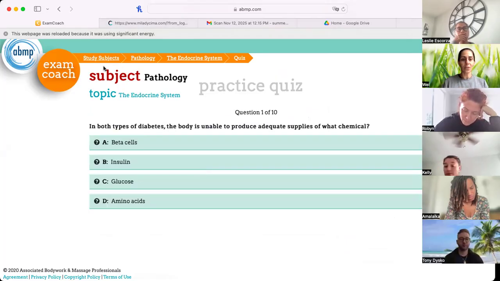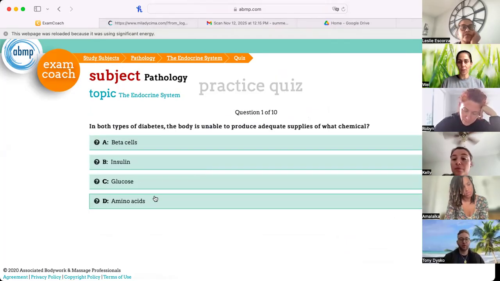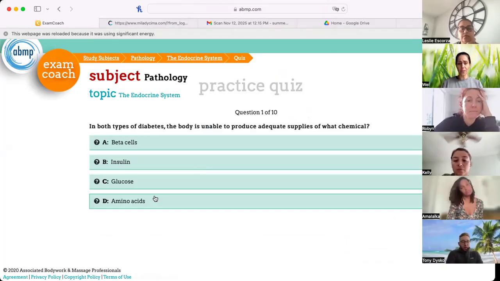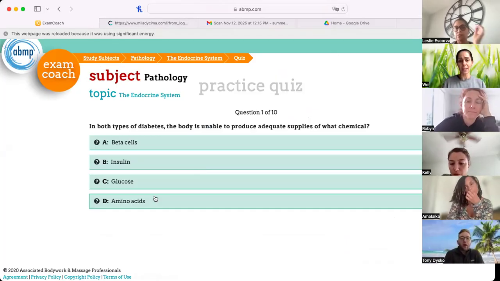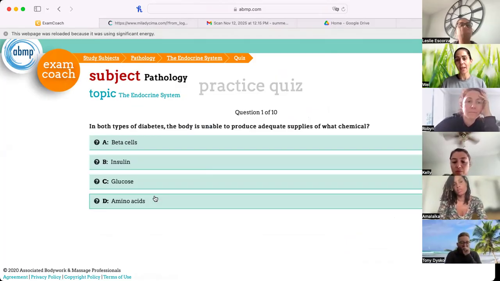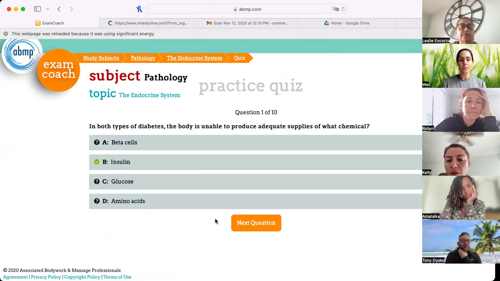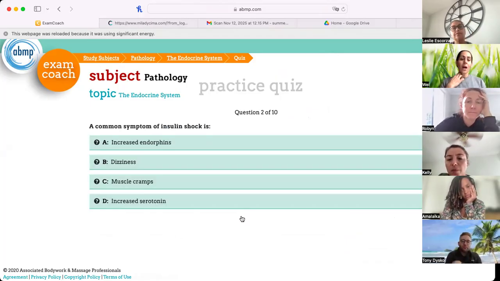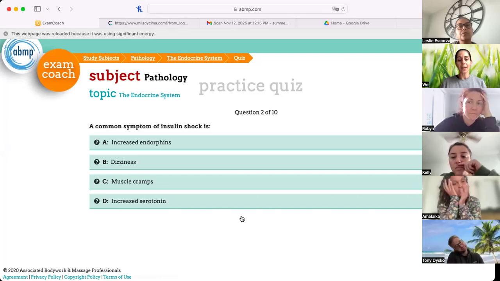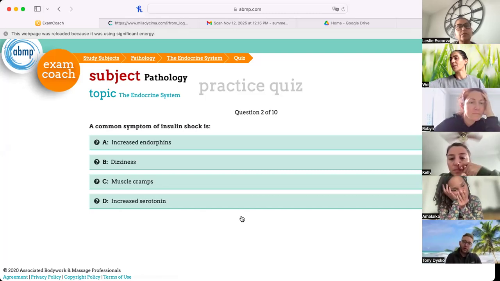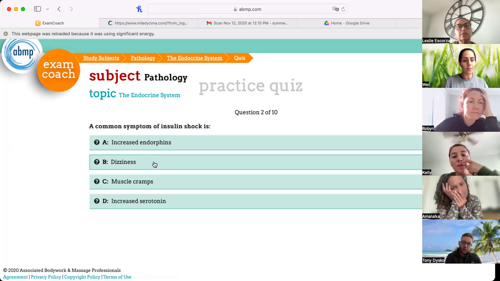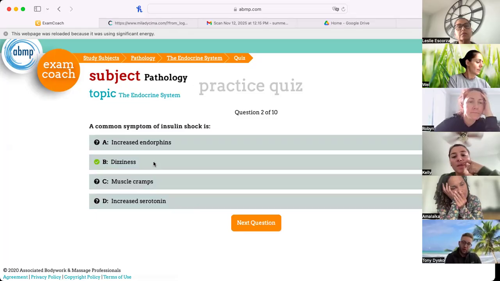Oh, these are pathologies. Okay, we'll do pathology and do one regular. In both types of diabetes, the body is unable to produce an adequate supply of what chemical? Insulin. Okay, a common symptom of insulin shock is? That was not in our book. Dizziness. Awesome.